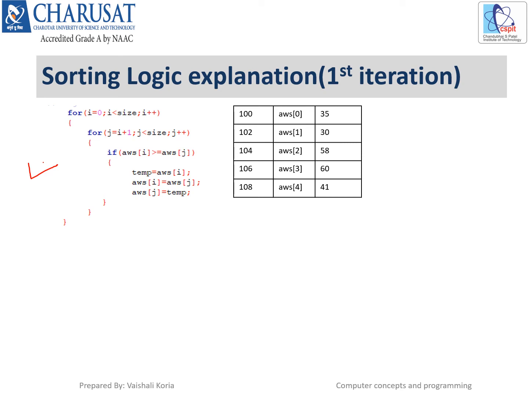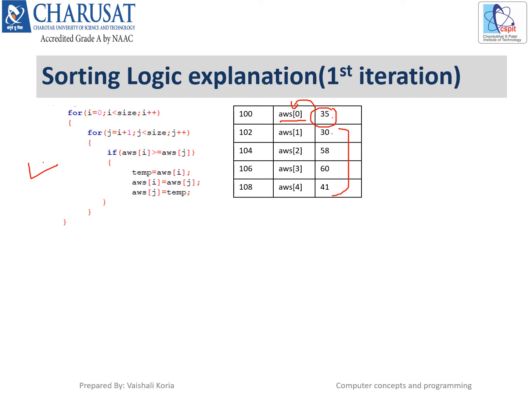Okay, so we have to take these 5 elements and sort them into ascending order. The general mechanism that we apply here is this: we take the first element, which is stored in the arr[0] element, and then compare it with the remaining elements, like 35 and 30 would get compared.